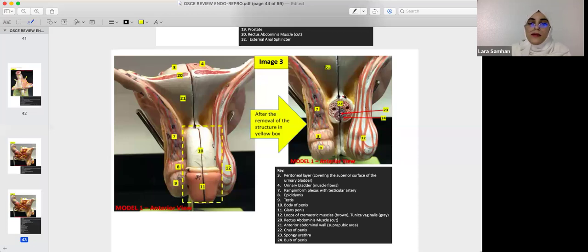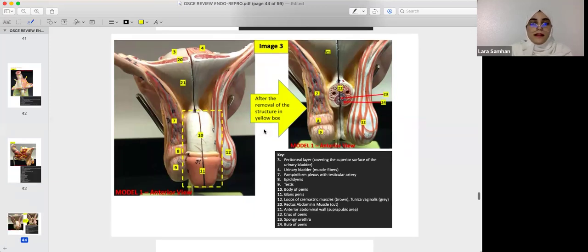Okay, in regard to this image, after we remove half of the penis, or the body of the penis, we can see this. In here, this is called the crest of the penis. We have this thing and this thing. The first is the spongy urethra, and after that we have the bulb of the penis, okay? All those names are only available in the male genitalia, of course, not in the female genitalia, okay?